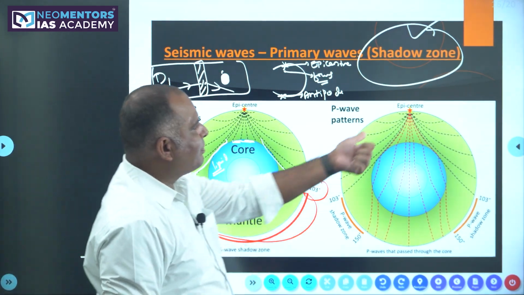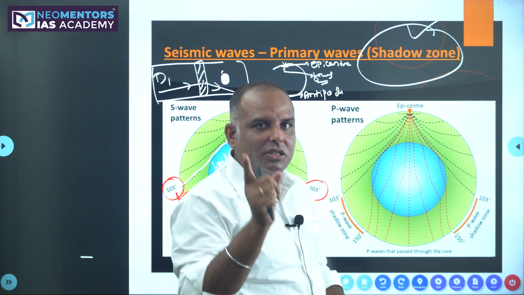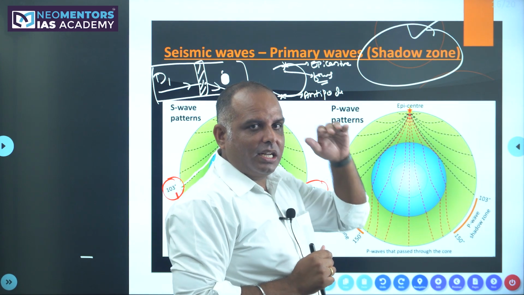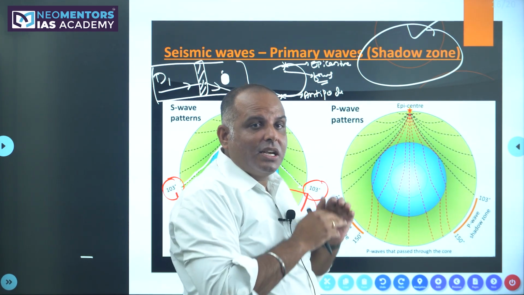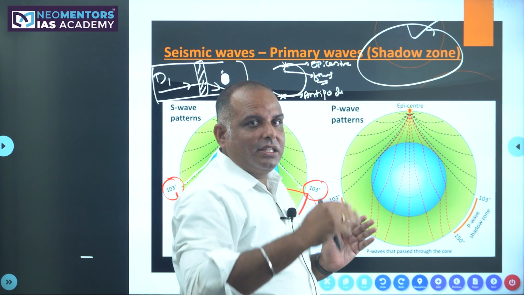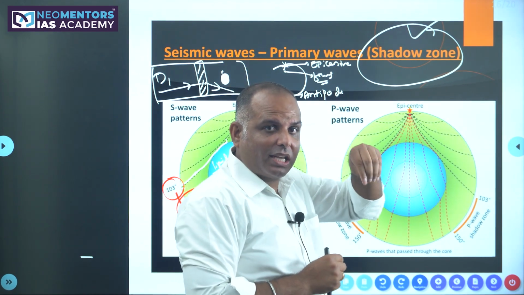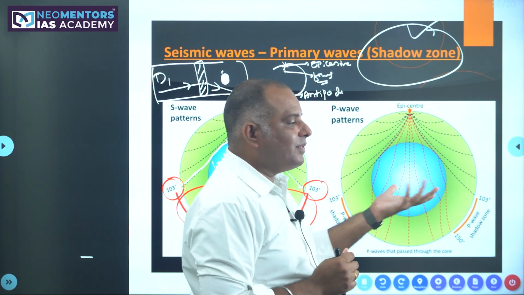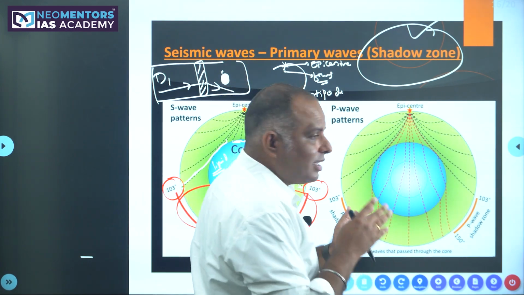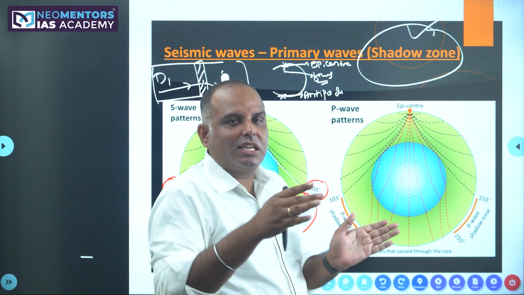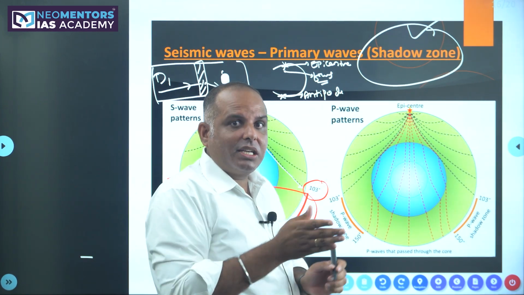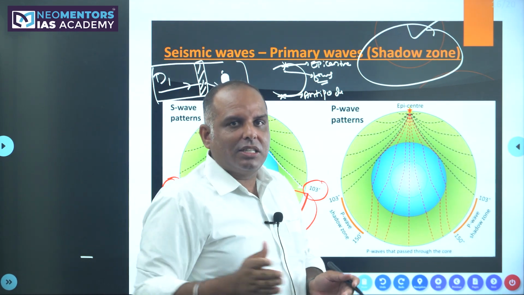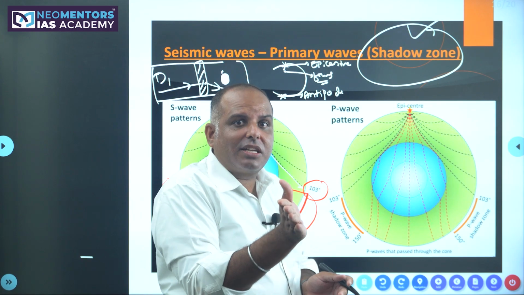Now the P waves are traveling through materials of different densities: crust, mantle, core. We discussed that in the crust there is a steep increase of density with depth. In the mantle there is a gradual increase of density. The core is of the highest density. So when the wave is propagating, it encounters materials of different density as it travels through each of these layers. That means the wave continuously gets refracted.